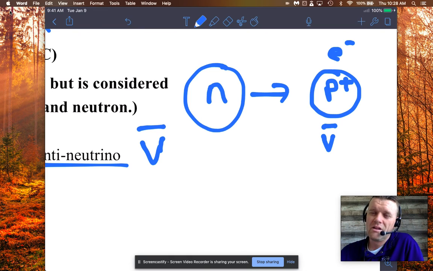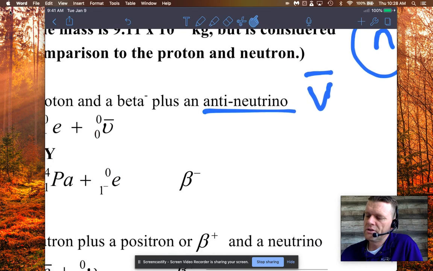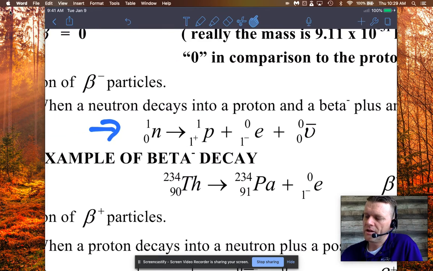Like you think electrons are small. Well, actually, neutrinos are in the same category. They're really, really small, like 10 to the -31, -32. I'm not sure exactly their mass. It's not zero, but it's super, super small. So most of the time we just ignore the neutrinos or the antineutrinos. Okay, so that is a beta negative decay.